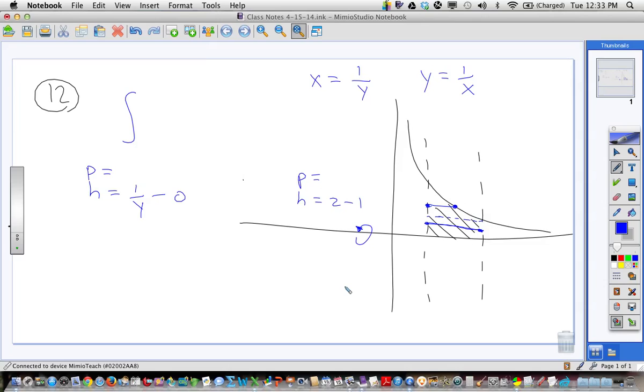What's that? Oh, yeah, I'm sorry. It's this x coordinate minus this x coordinate. This x coordinate is 1. Thank you. Yes. Okay. P, then, what did we say P was?